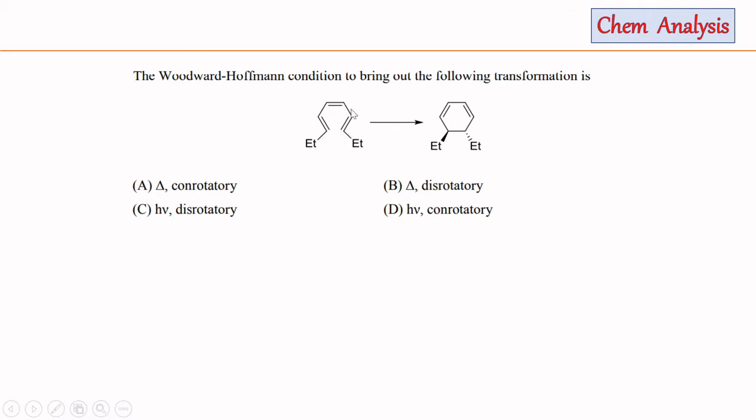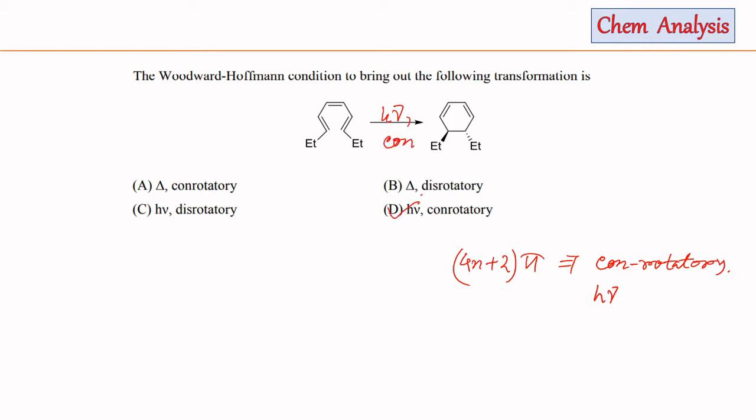And for a 4n plus 2 pi electron system, since here 6 electrons are involved, that means a 4n plus 2 pi electron system, conrotatory rotation is allowed under photochemical condition. That is, the condition for this following transformation will be photochemical condition, and the rotation will be conrotatory. So we can see that option D is the correct answer.